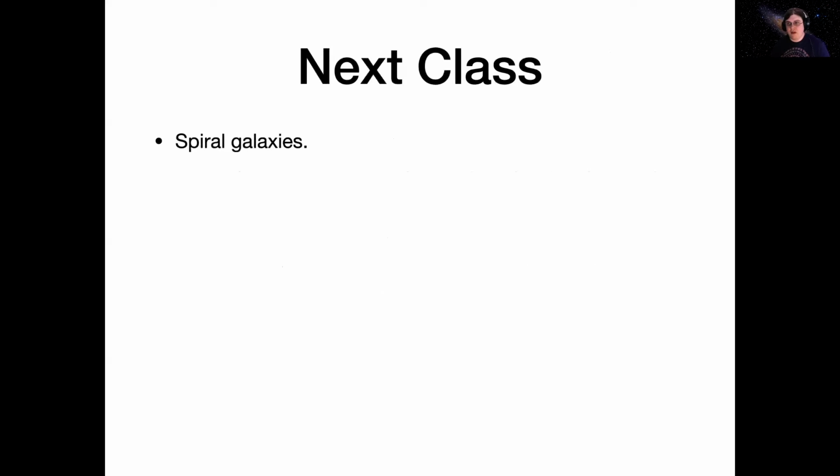So next time, while we're talking about galactic motion, let's talk about spiral galaxies. You know, the most characteristic feature of our Milky Way and galaxies in general are those spiral arms. What's the deal?